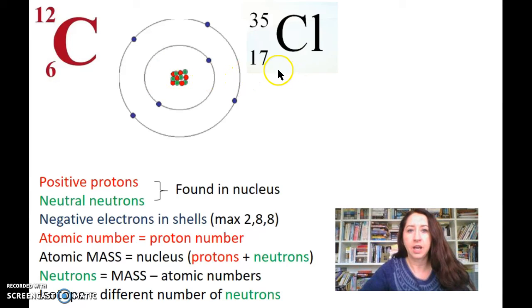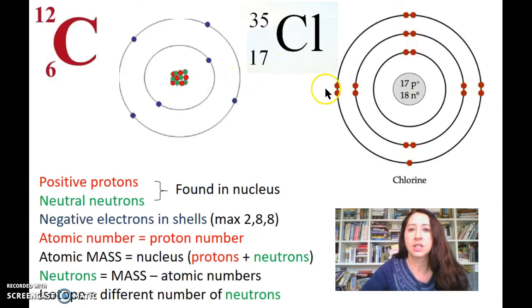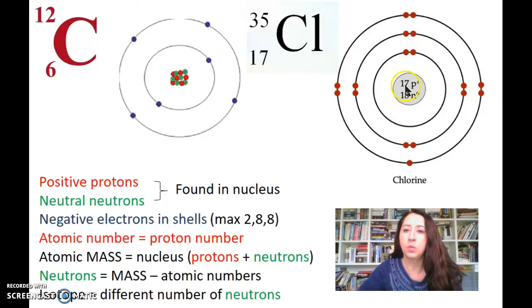If I was going to look over here at chlorine, it's a much bigger atom, as you can see. I'm up to 3 shells of electrons, and I'm getting too many circles in the centre here. So what they've done is put 17 positive protons, you can see the charge there, and 35 minus 17, 18 neutral neutrons. So I can calculate that neutron number by subtracting 17 from 35, because 17's the number of positive protons, and 35 is the protons plus the neutrons in the centre.